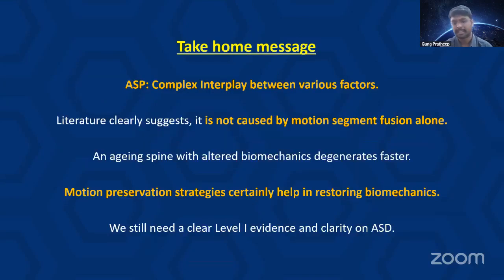So the take home message is that adjacent segment pathology is a complex interplay between various factors, both patient-related, surgical factors and biomechanical factors, and the literature clearly suggests that it is not caused only by fusion. An aging spine with altered biomechanics degenerates faster, and it is a strong indication that it is going for degeneration of the adjacent segment.